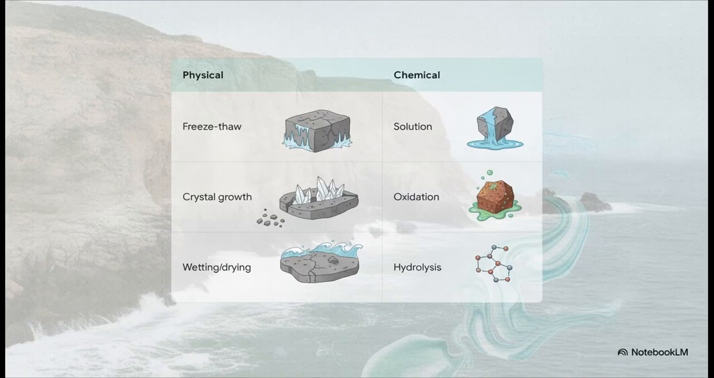Breaking it down, we have 2 main types of weathering. First, physical or mechanical processes, like freeze-thaw and salt crystal growth. These literally exert immense pressure to fragment the rock, but without changing it chemically. On the flip side, we have chemical weathering, things like solution, oxidation, and hydrolysis. These processes actually use chemical reactions to alter the rock's mineral composition, basically decaying it into brand new, weaker substances.